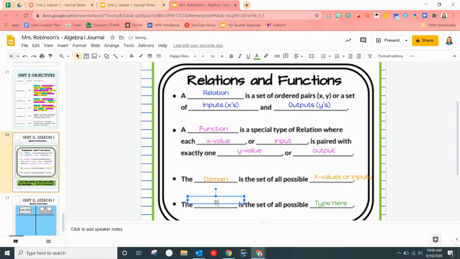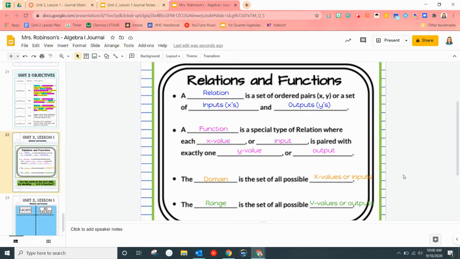Then the other word is range. What is range? Well, the range is the set of all possible y values or outputs. Again, you may need to extend your little text box. Whoops, I just moved mine over. Let me undo that. Sometimes it's hard to click the right spot. Okay, so domain, x values, range, y values.